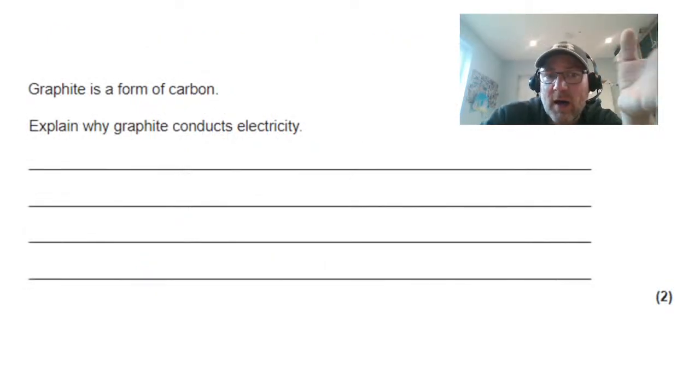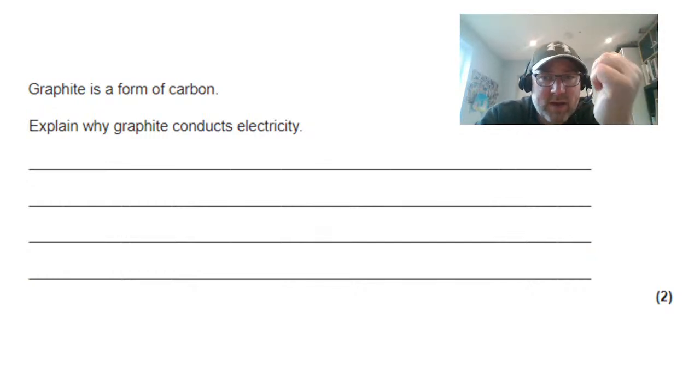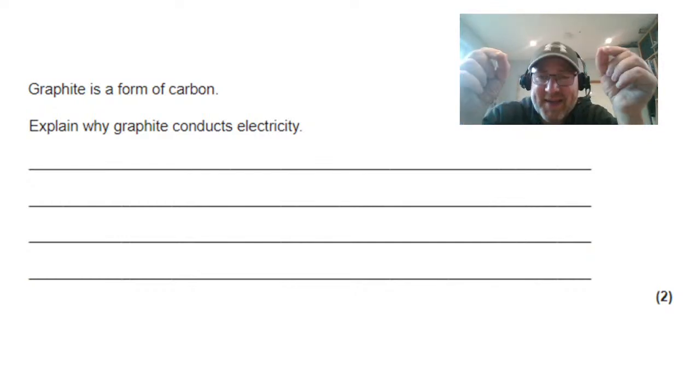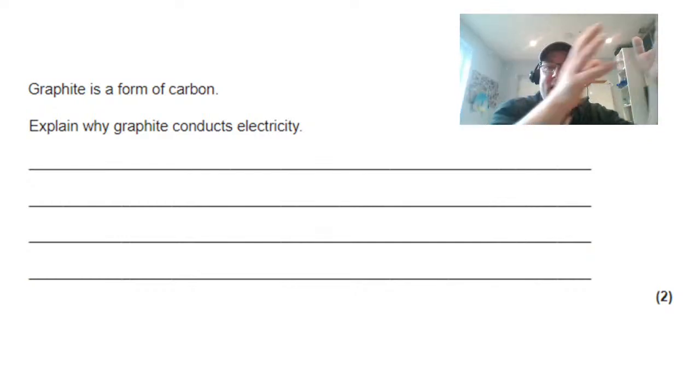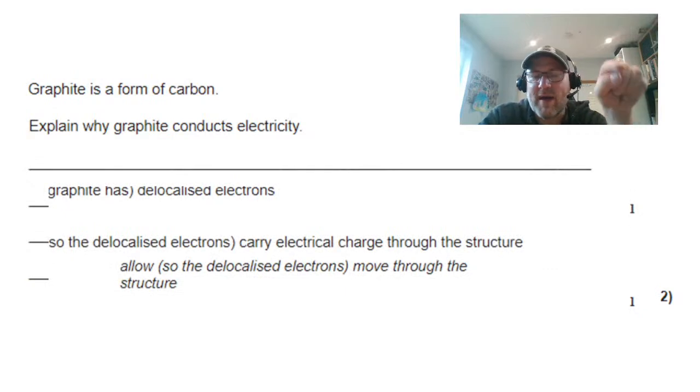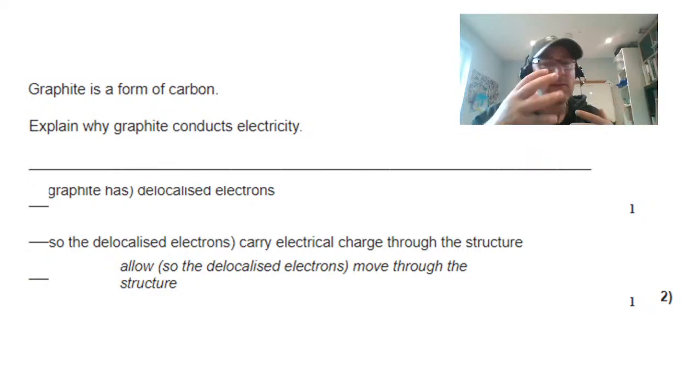Graphite is a type of carbon. Why does graphite conduct electricity? Delocalized electrons carry the charge through the structure. Graphite has delocalized electrons that carry electrical charge through the structure. So it's the same answer every time.